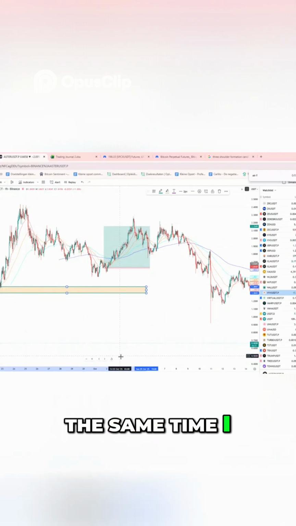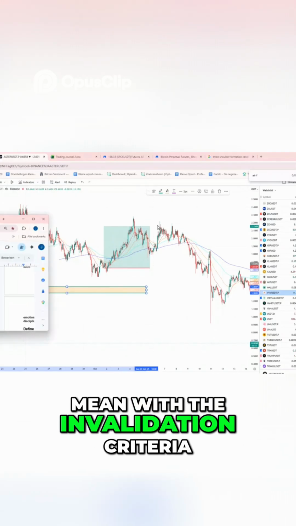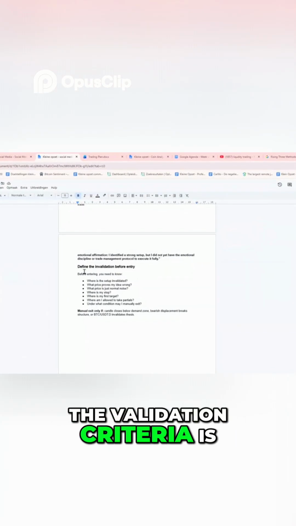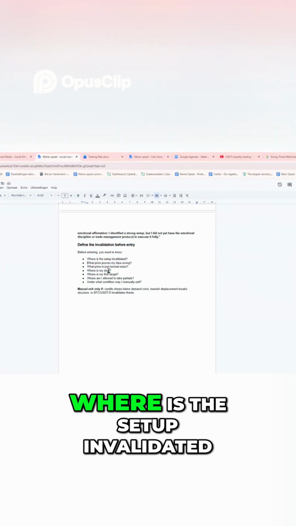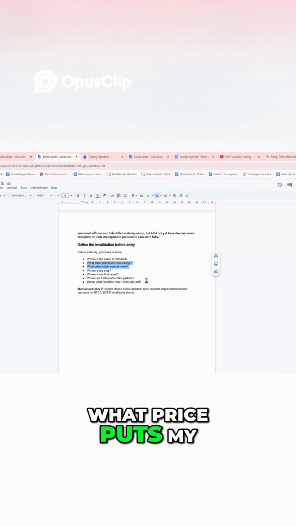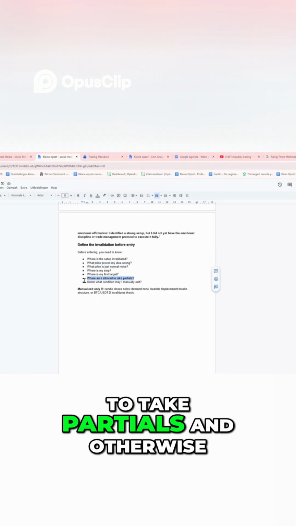At the same time, I didn't have any invalidation criteria. What do I mean with invalidation criteria? The invalidation criteria is defining the invalidation before entry. So, where's the setup invalidated? What price proves my idea wrong? And what price is the normal noise? So, when am I allowed to take partials?